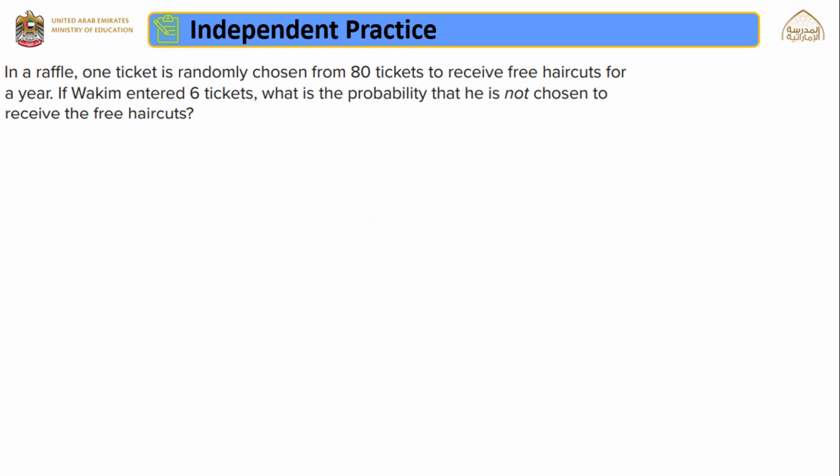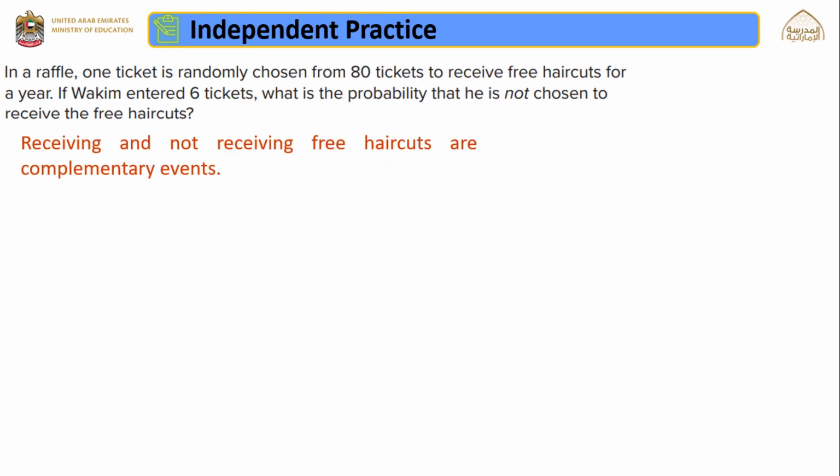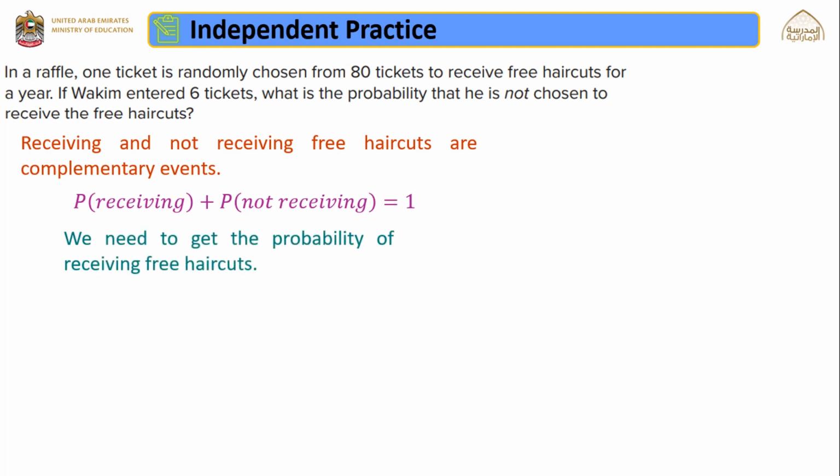Independent practice. In a raffle, one ticket is randomly chosen from 80 tickets to receive free haircuts for a year. If Wakim enters 6 tickets, what is the probability that he is not chosen to receive the free haircuts? Receiving and not receiving haircuts are complementary events. It means that the probability of receiving a haircut plus the probability of not receiving a haircut is 1. We need to get the probability of receiving a free haircut.